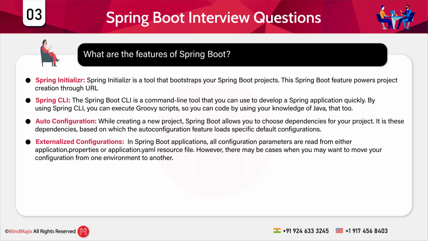Application.properties will come by default along with the project creation, and if you want to pass the information through application.yaml, you need to create it. From these two resources, you can send some extra required information for your Spring Boot project. If you want to pass any configuration related information, you can use these two resources. However, there may be cases when you want to move your configuration from one environment to another environment also.